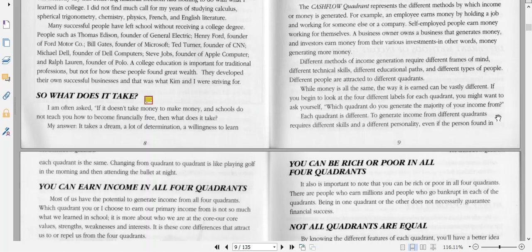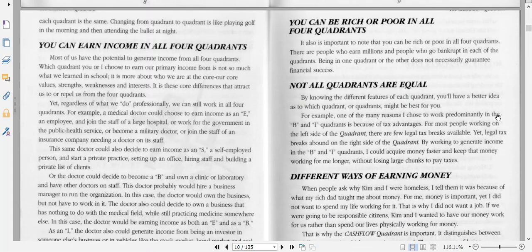Each quadrant is different. To generate income from different quadrants requires different skills and a different personality, even if the person found in each quadrant is the same. Changing from quadrant to quadrant is like playing golf in the morning and then attending the ballet at night. You can earn income in all four quadrants. Most of us have the potential to generate income from all four quadrants.